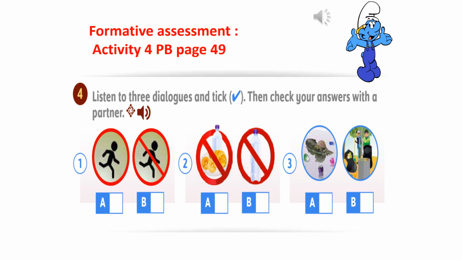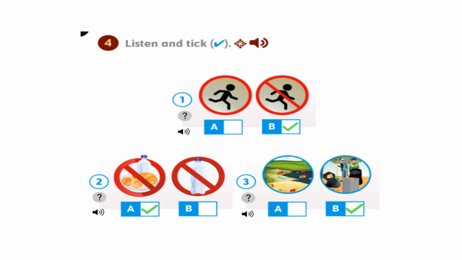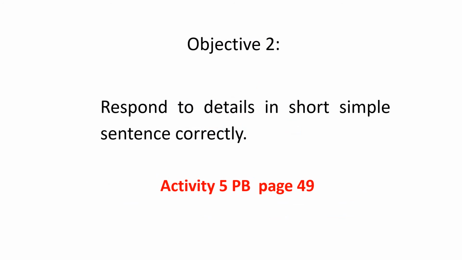Very good. After listening to the CD player, let me check your answer. The right answer, you mustn't run. Number 2, you mustn't drink in the library or eat. Number 3, we mustn't throw rubbish in the park. Very good. Now we come to objective number 2, which is to respond to details in short simple sentences correctly. Activity number 5, pupils book page 49.